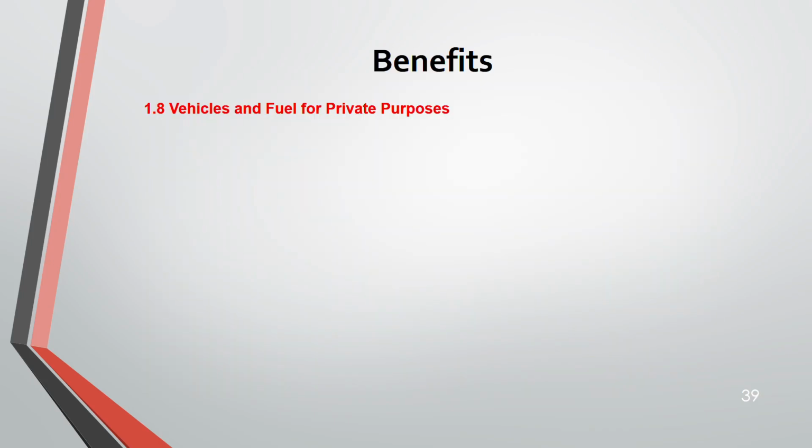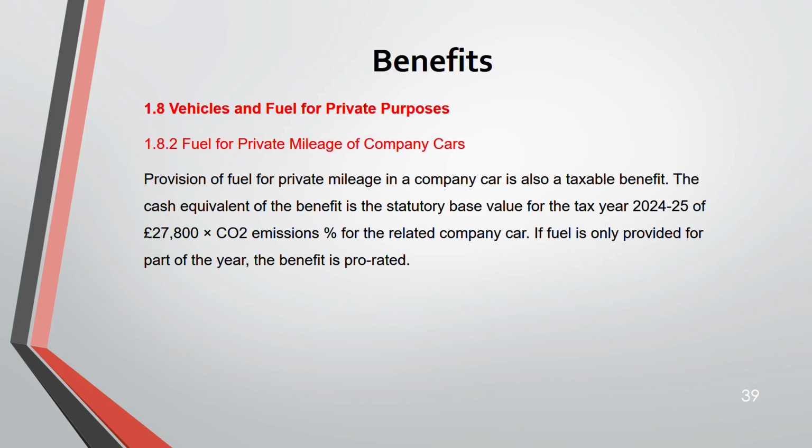Now we are moving on to the next benefit, that is vehicles and fuel. So fuel, we have done with car, now fuel. This also is a taxable benefit, and for the tax here, it is fixed 27,800 with the CO2 emission percentage that you have used for the car. It is the same CO2 emission. Okay, and if it is provided for part of the year, then the benefit is prorated.